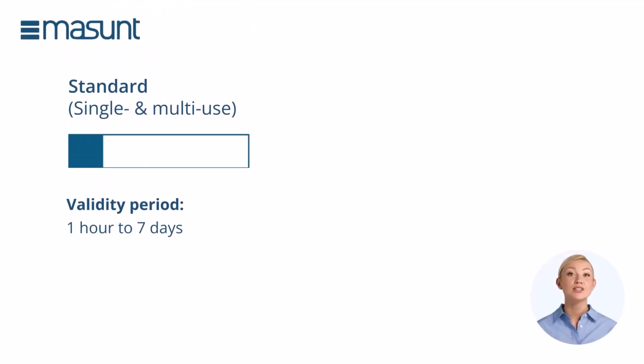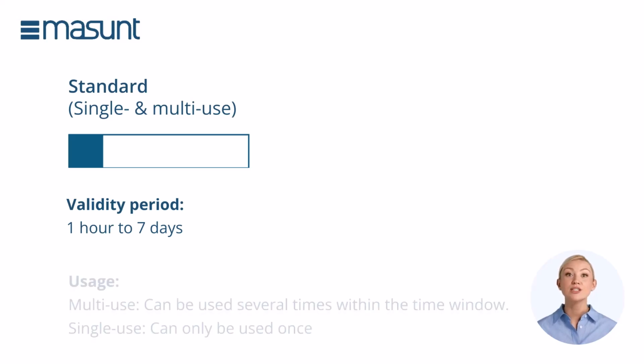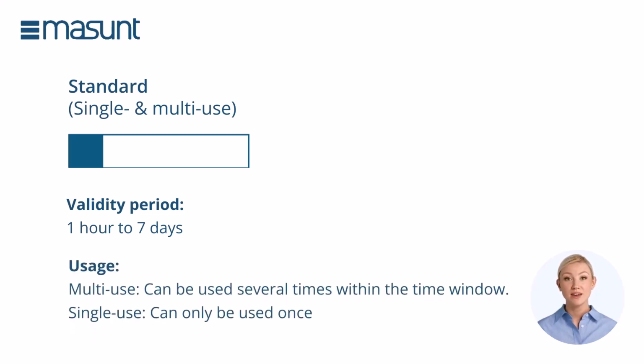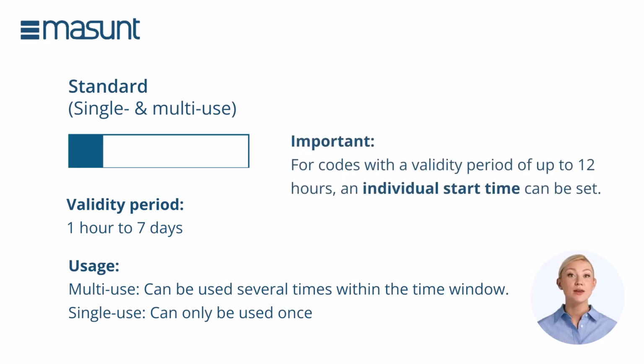In standard mode, you can create codes with a validity period of 1 hour to 7 days. Multi-use codes allow multiple use within the defined period, and single-use codes can only be used once and then expire. If in doubt, we recommend selecting multi-use mode, especially if the user is not yet familiar with the safe. Important: in standard mode, you have the option of defining the exact starting hour from which the code is active for codes with a validity period of up to 12 hours.